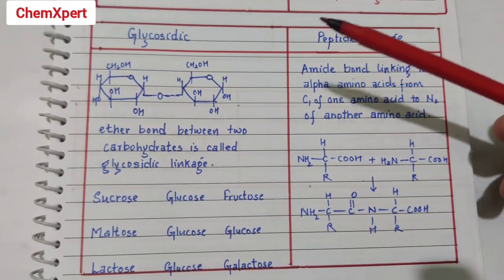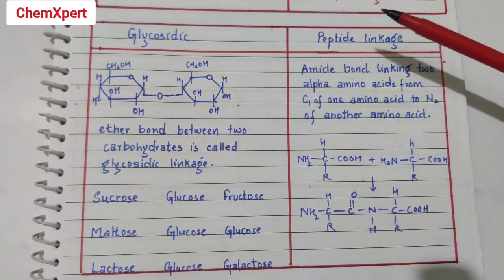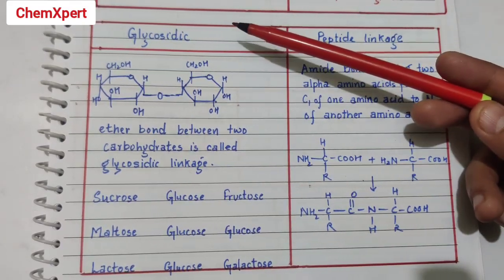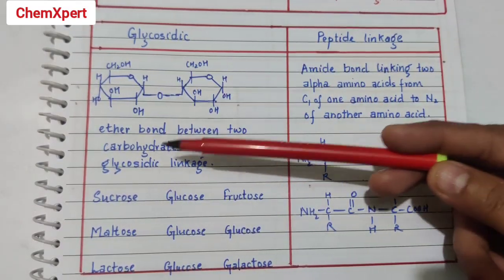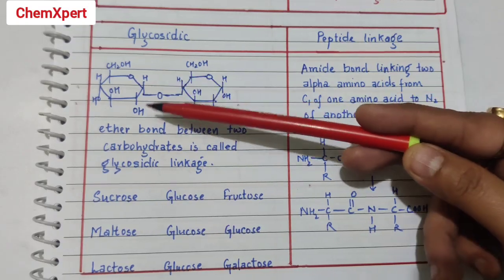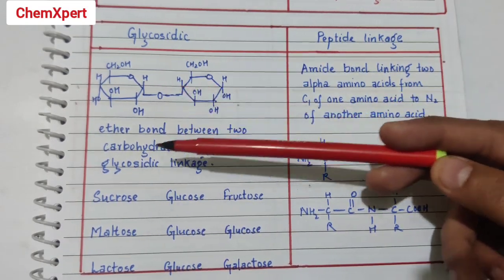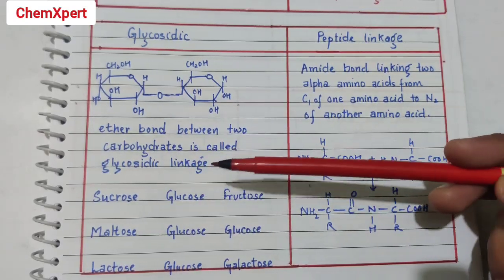Now the next important difference is glycosidic or peptide linkage. They can ask in a simple definition form also. What is a glycosidic linkage? The ether bond between two carbohydrates. So here it is OH and OH, there is loss of water, due to which there is an ether bond, and this linkage is called a glycosidic linkage.